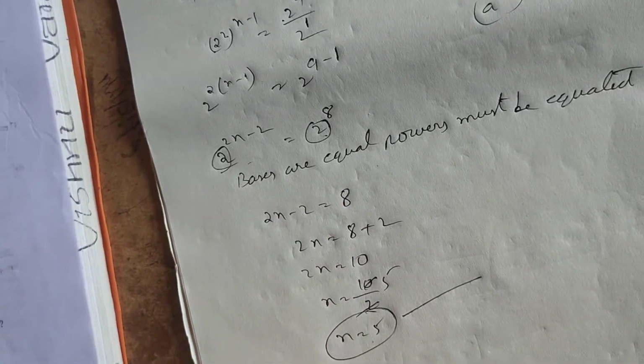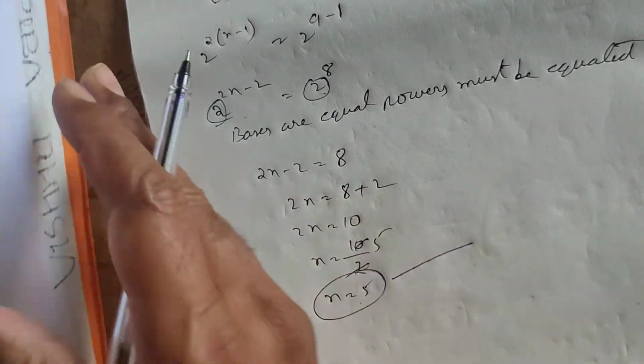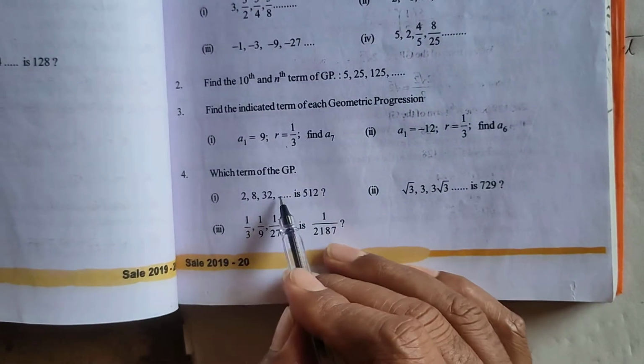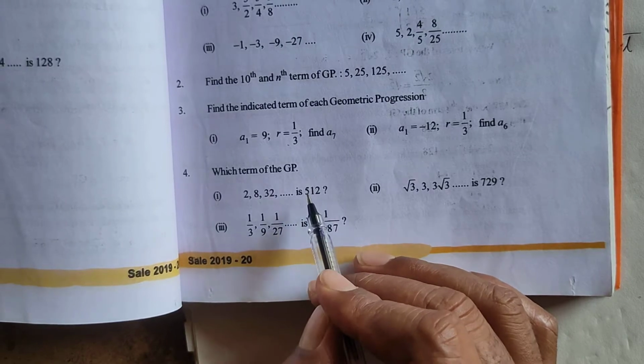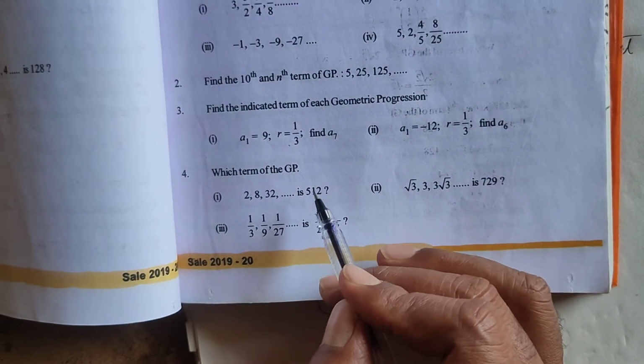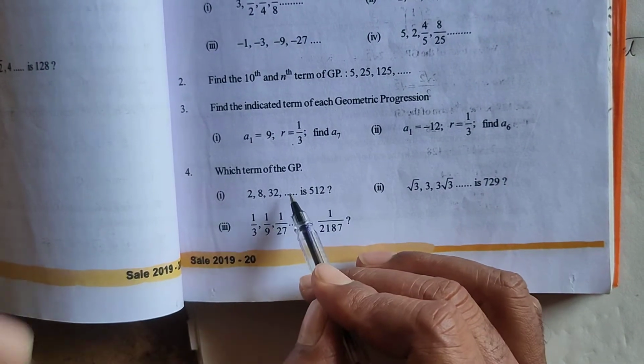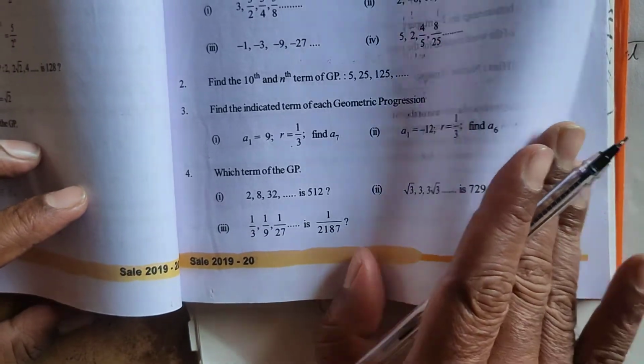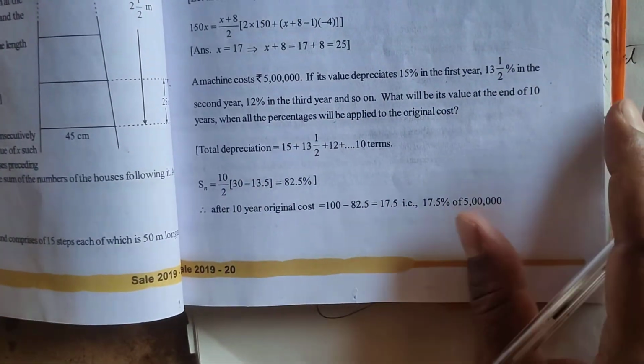Like this we can find out, if you know progression and 512 is which term, means finding the n value, if the progression is given, we can find out the value of n. Okay, so next.